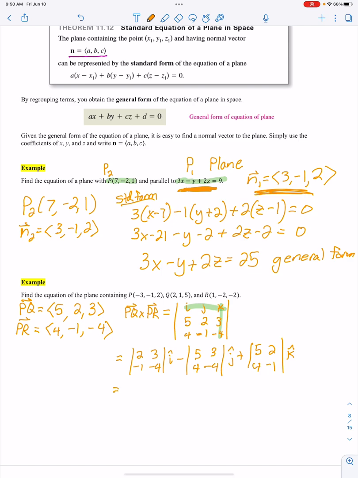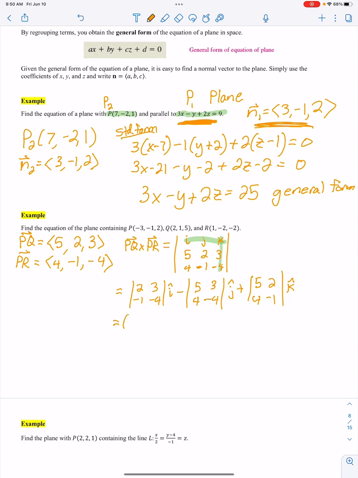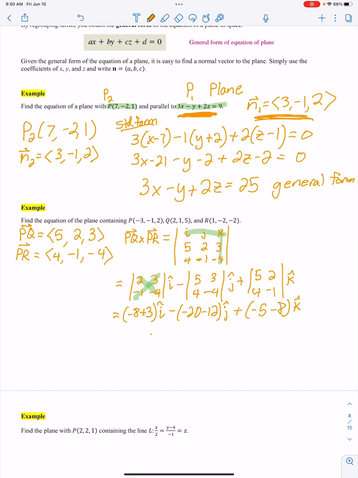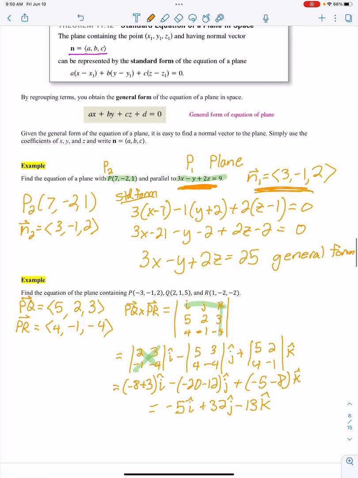Okay, from here, we're going to work this out. Actually, we're almost there, so we might as well do it. Negative 8 plus 3, i. Remember, that's using this diagonal minus the diagonal. Minus negative 20 minus 12, j. Plus negative 5 minus 8, k. This gives me the normal vector, negative 5i plus 32j minus 13k.